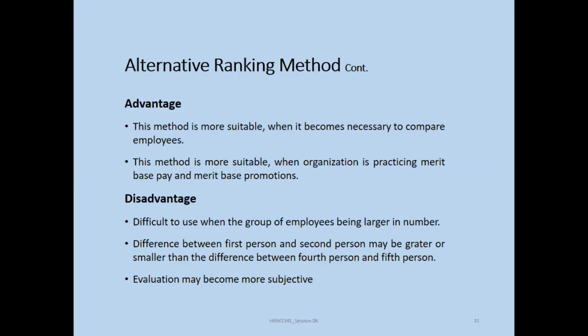The difference between the first person and the second person may be greater. This is the unique disadvantage of the alternative ranking method. When you start your evaluation, you should select the best employee and the worst employee. When you are selecting the first best employee and the first worst employee, you are seriously involved in the evaluation process.